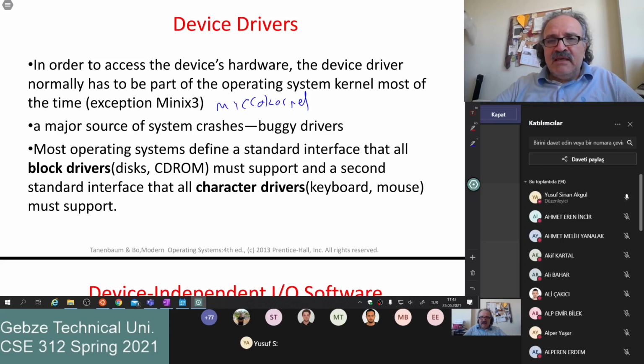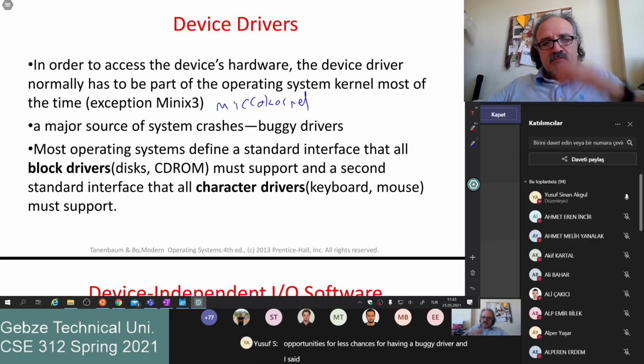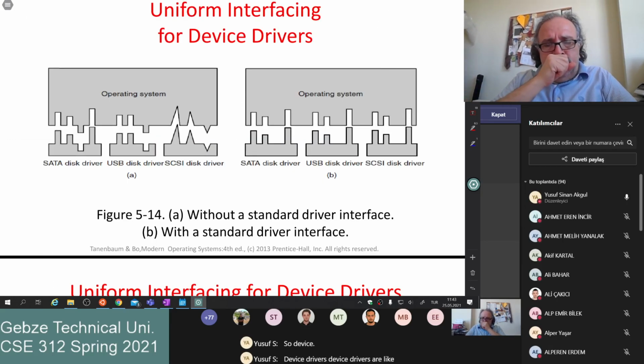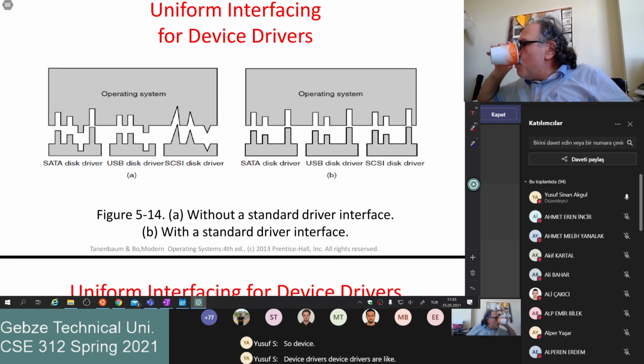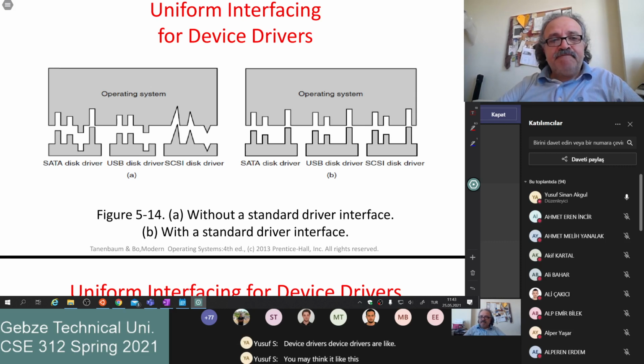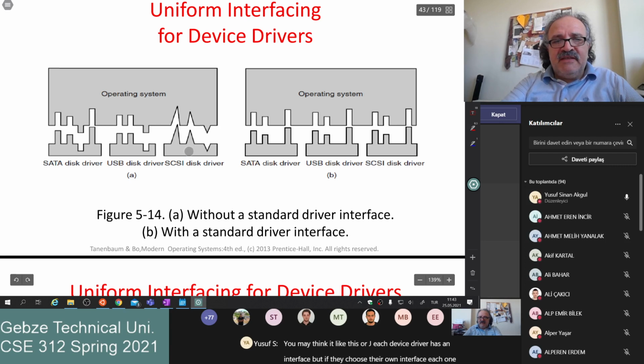This makes the new device drivers more standard, with less chances of having a buggy driver, and so on. So you may think of it like this. Each device driver has an interface, but if they choose their own interface, each one would have a different interface, like in this case.